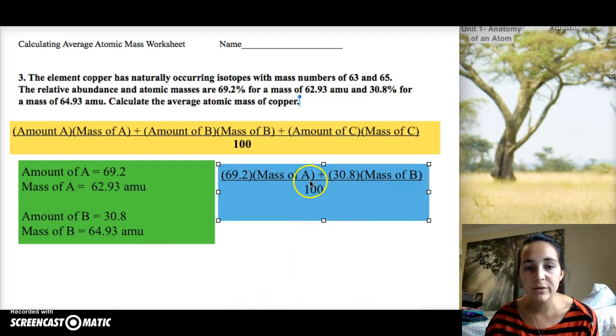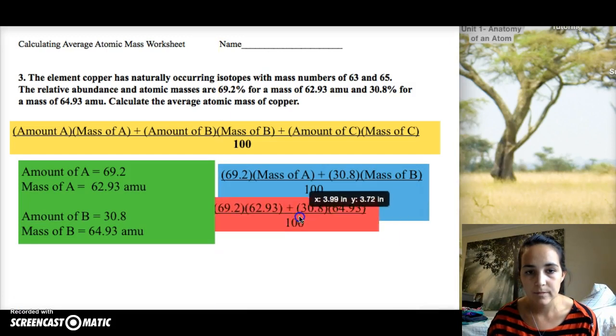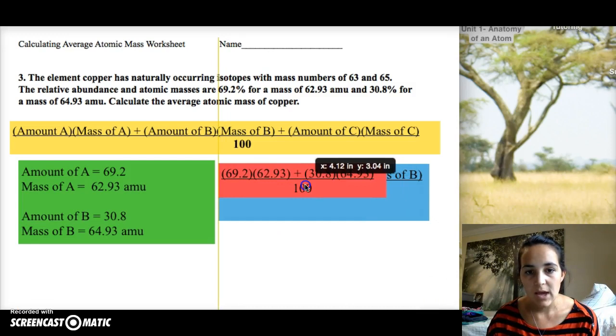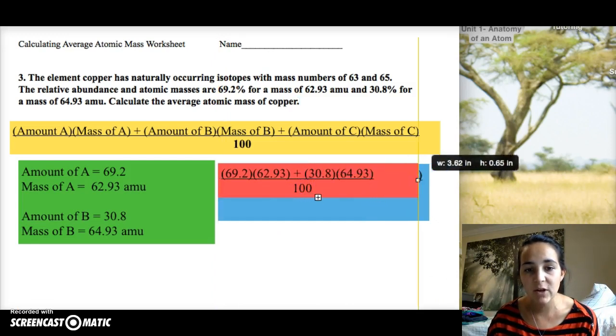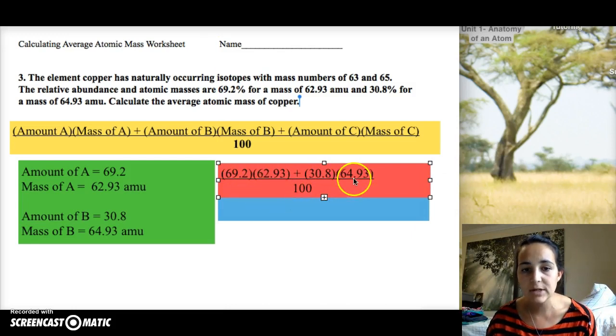All right, so partway through, this is what your equation should look like. You've plugged in the amounts of A and the amount of B. Now all that you have to do is plug in the mass of A and the mass of B. And once again, you should have an equation that looks something like this. You've plugged in all of your numbers. The last step, all you have to do is put these numbers into the calculator and solve.